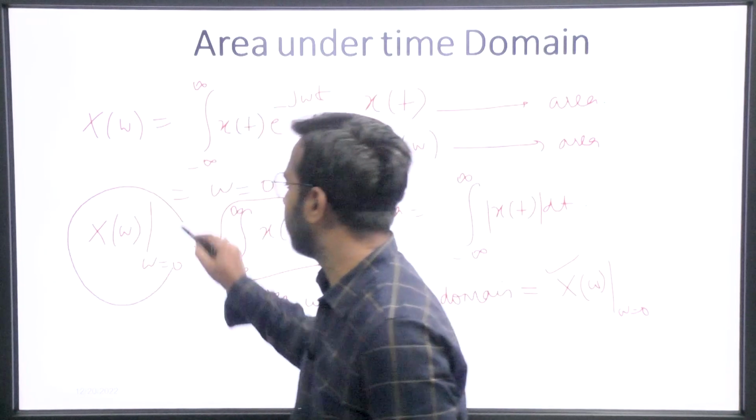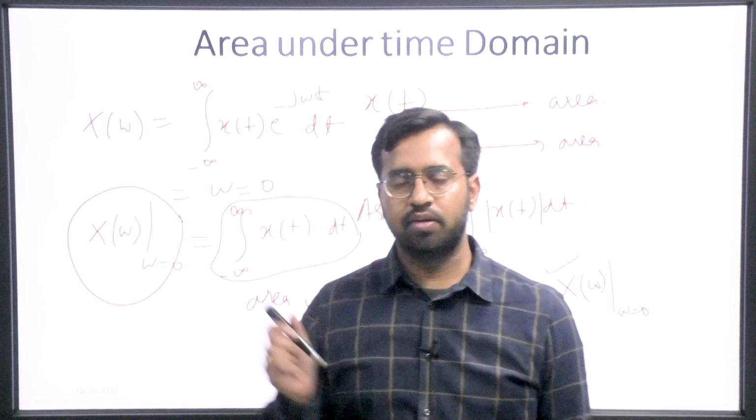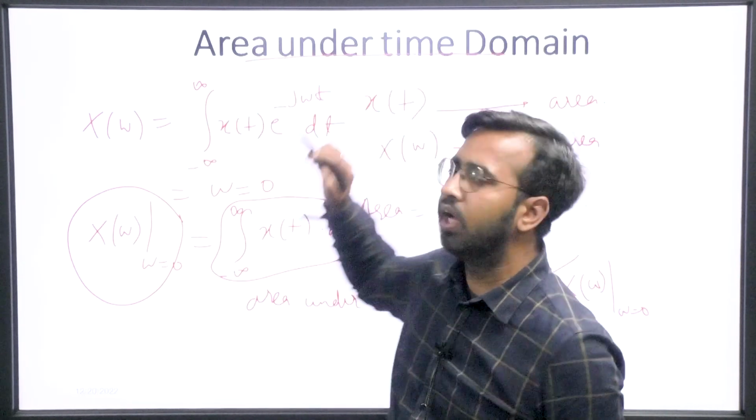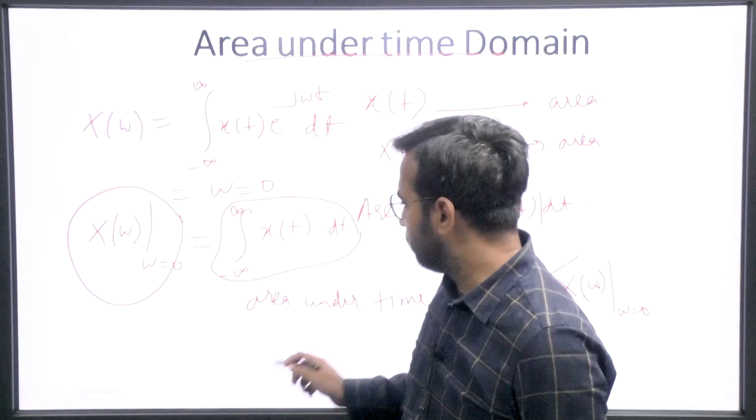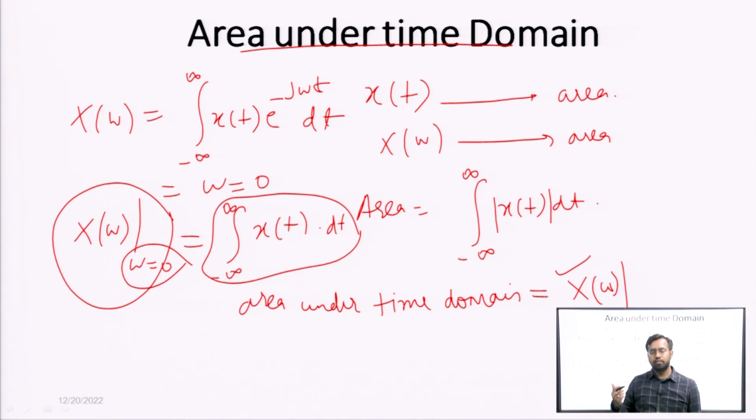So at what point will we get that area value? At omega equal to 0. Just remember that this is a very useful tool when you are required to find the area under the time domain. We just have to find the Fourier transform, and the value of the Fourier transform at omega equal to 0 will give us the value of that area in the time domain.